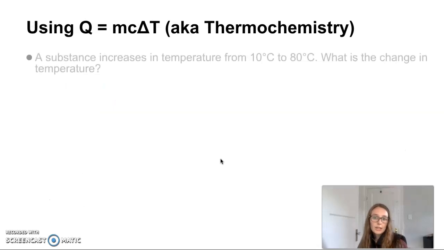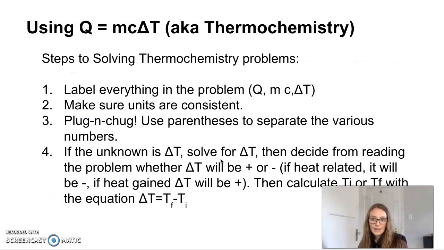Now we're going to look at the steps for using Q equals MC delta T. We have 4 steps to solve for them. First, we'll label everything in the problem: our Q, our M, our C, our delta T. We'll make sure that our units are consistent throughout. So in this class, we will always use joules and grams. We'll use the same units for C, and then delta T will always be in degrees Celsius. Then we'll plug and chug. And I actually like switching these steps. So if the unknown is delta T, we'll solve for that, and then we'll plug and chug.